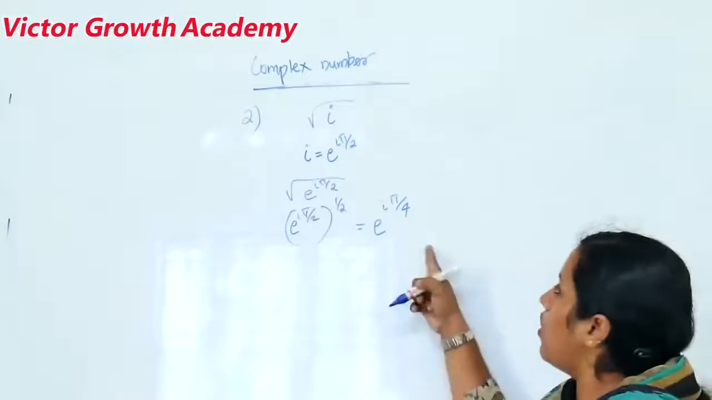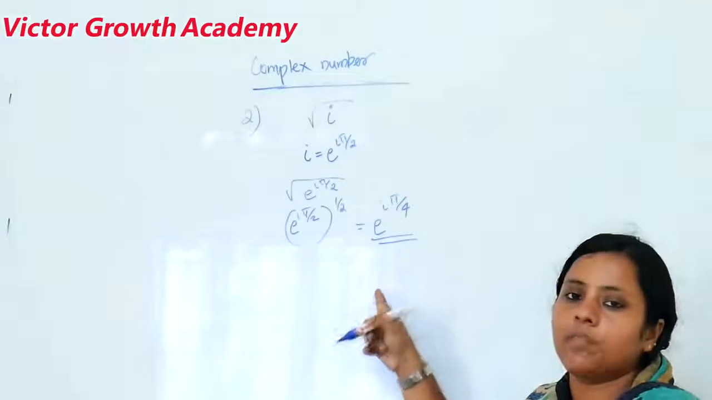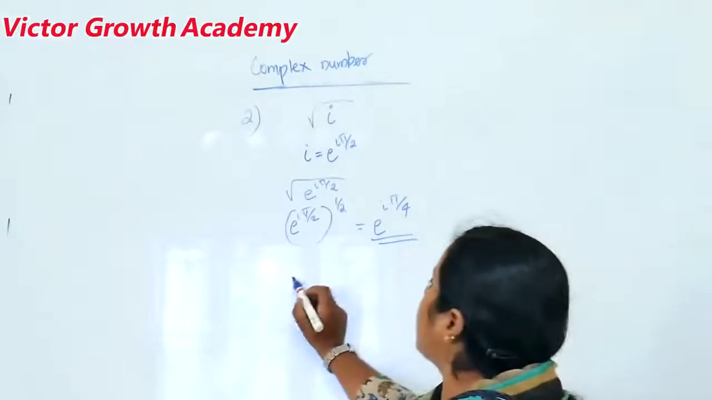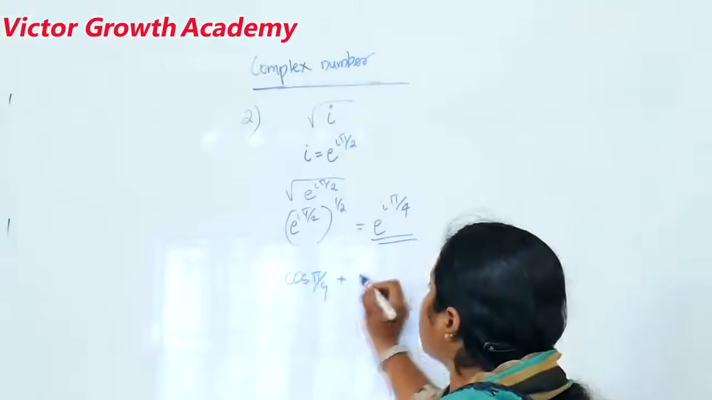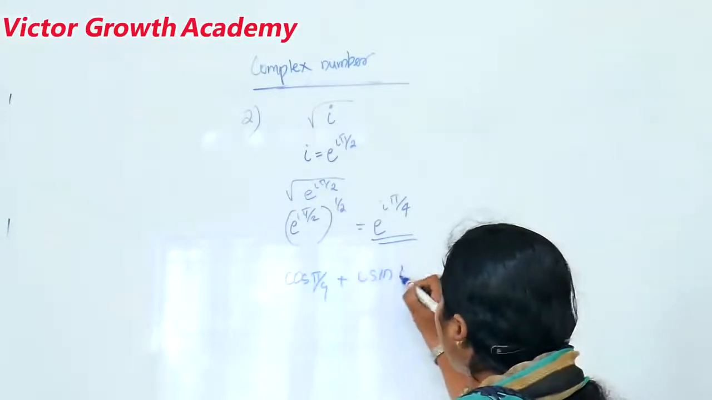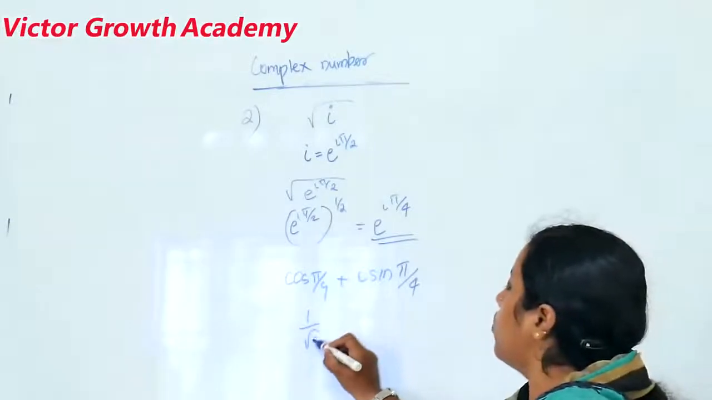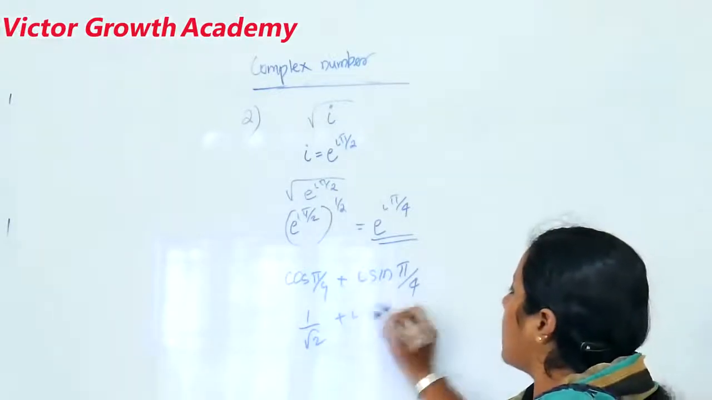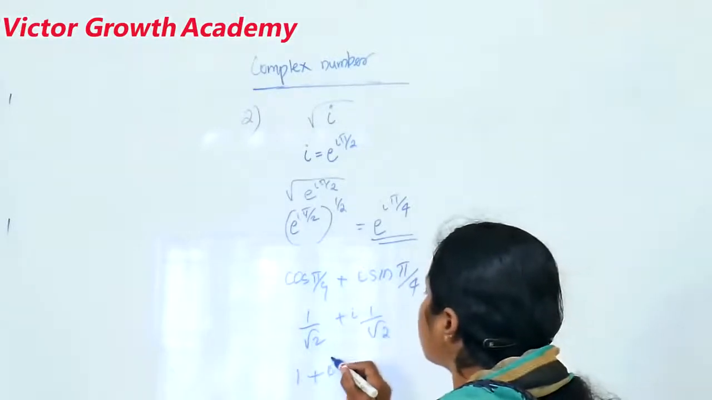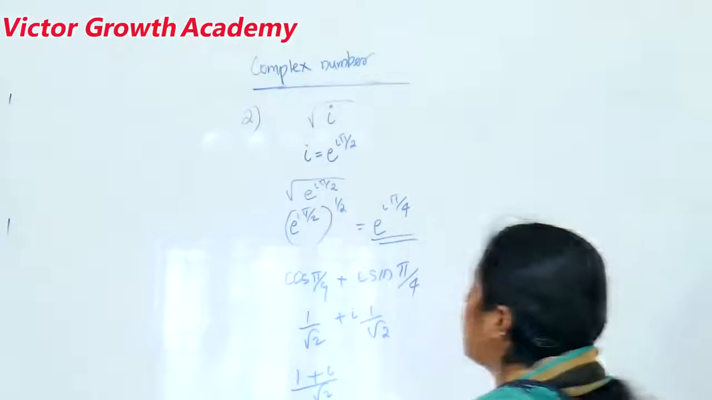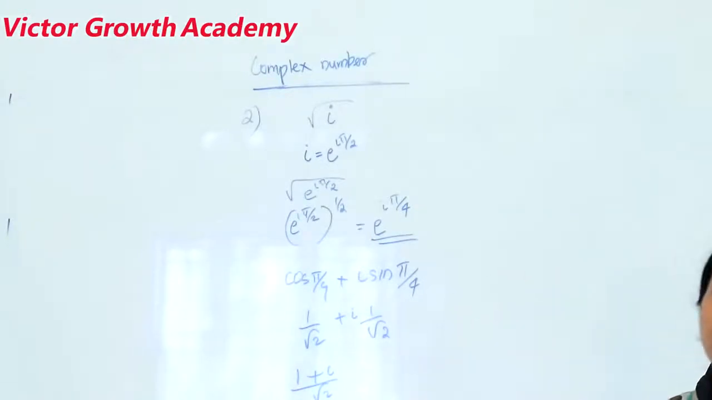Okay, so this is the exponential form. Shall we write this in the polar form? It will become cos pi by 4 plus i sin pi by 4. What is cos pi by 4? It is 1 by root 2. And sin pi by 4 is also 1 by root 2. So this will become (1 plus i) by root 2. So this is the square root of i.